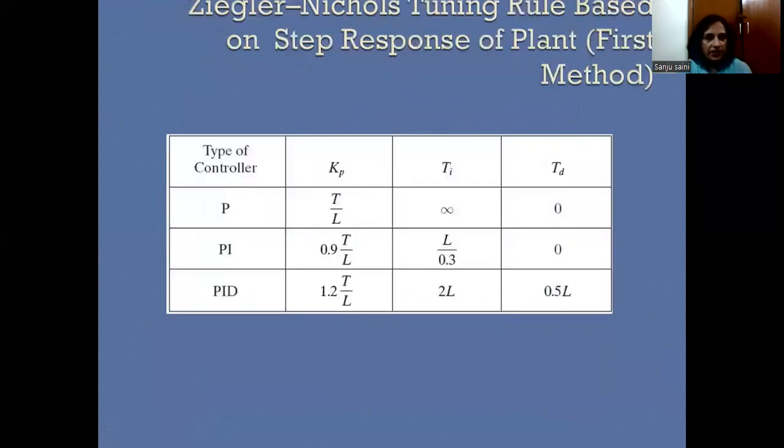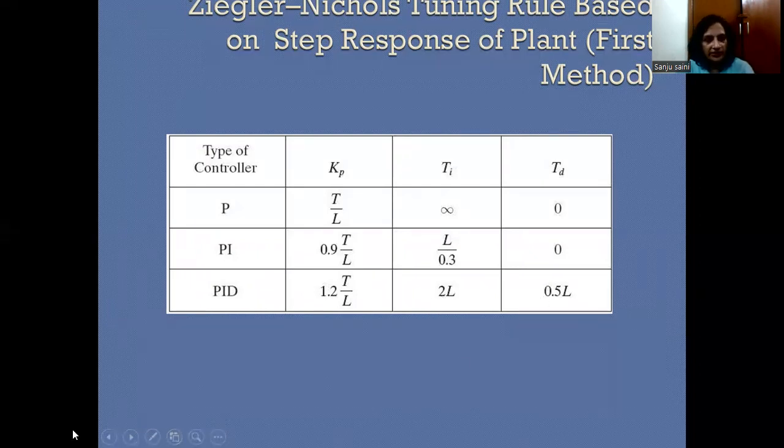So if we are using the Ziegler-Nichols first method, then for the proportional controller, Kp will be kept equal to T by L, Ti will be kept as infinity, and Td will be kept equal to 0. In case it is a PI type of controller, Td will be equal to 0, Kp can be kept equal to this, and Ti can be kept equal to this. And for a PID type of controller, these are the various values for the proportional, integral, and derivative gains.